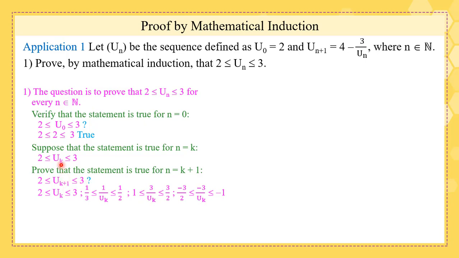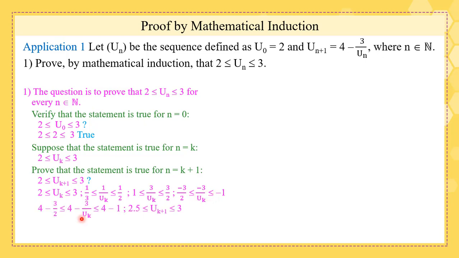Well, we know that uk is between 2 and 3, so by reciprocal, 1 over uk is between 1 over 3 and 1 over 2. And then if we multiply by 3, we get 3 over uk is between 1 and 3 over 2. And if we multiply by a minus, we flip the boundaries, we get minus 3 over uk is between minus 3 over 2 and minus 1.